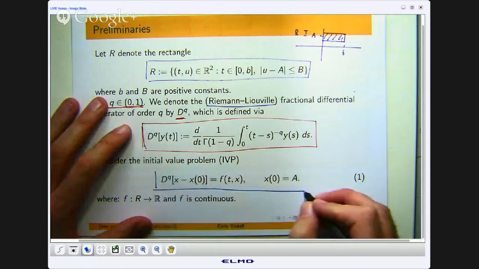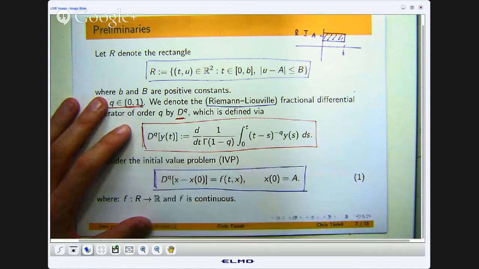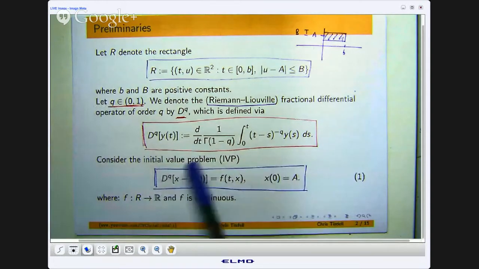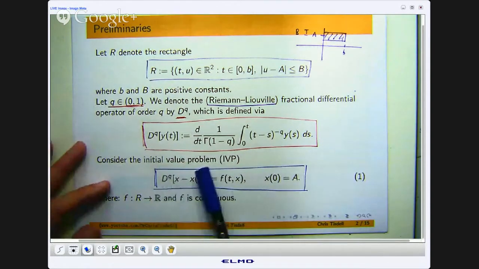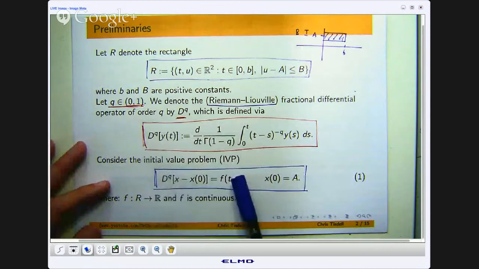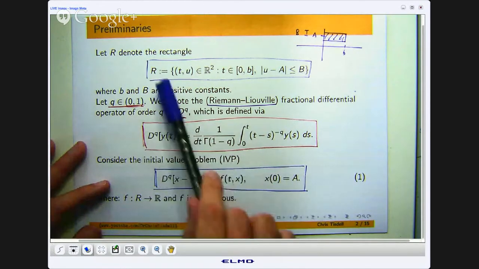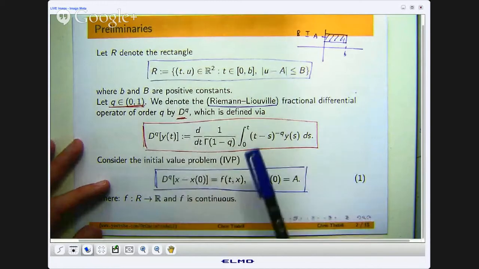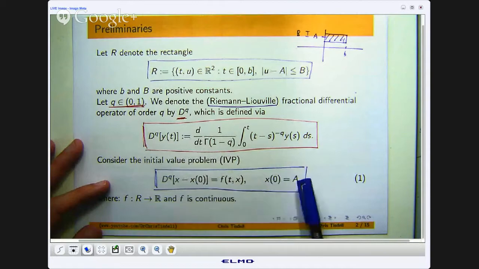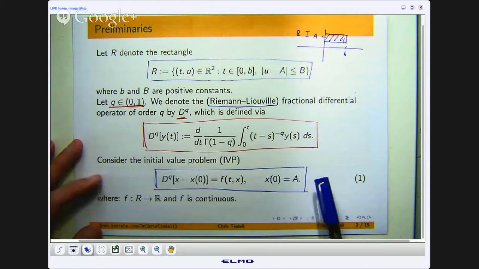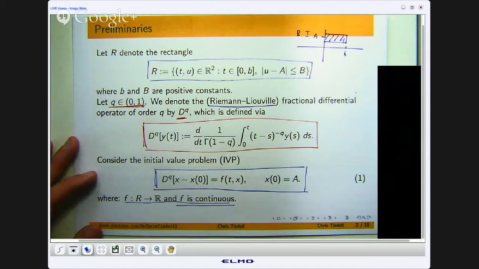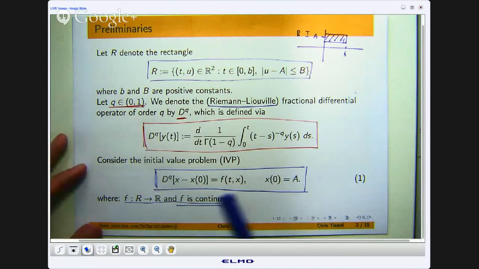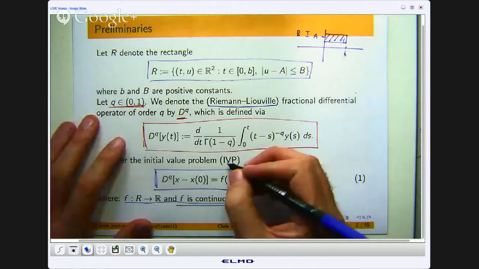A so-called initial value problem for fractional differential equations is the following. Okay, you've got this dq acting on this left-hand side. You've got f over here, which is defined at least on this rectangle, and you've got an extra bit of information about the unknown function, the solution, at the point t equals 0. Okay, and it's common to assume that f is continuous. All right, so this is your basic fractional initial value problem, or IVP.